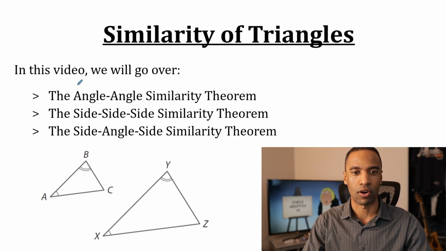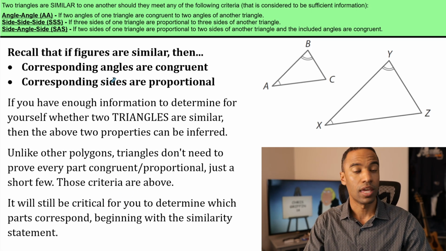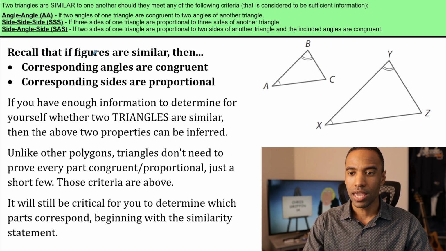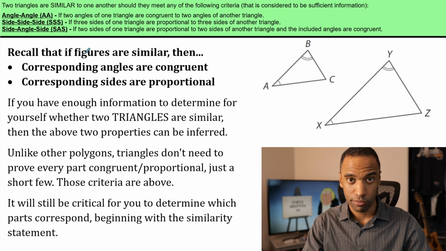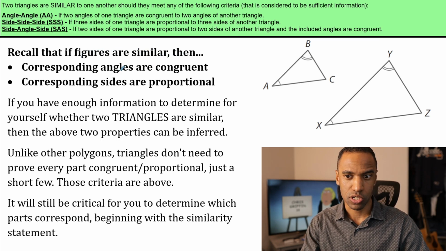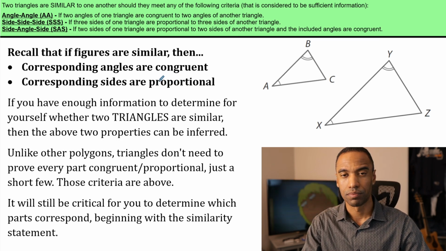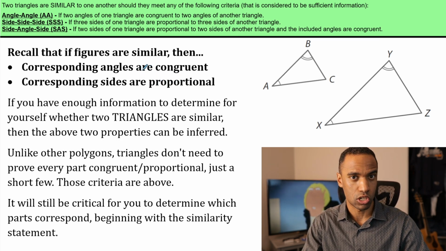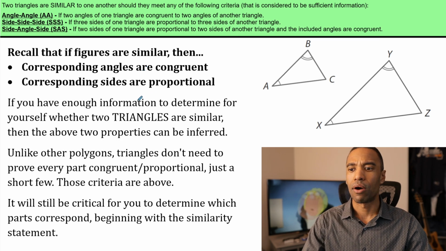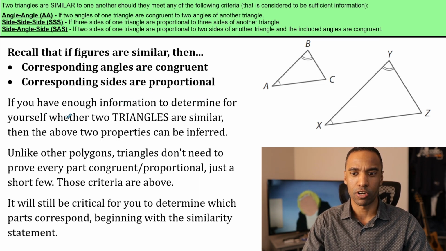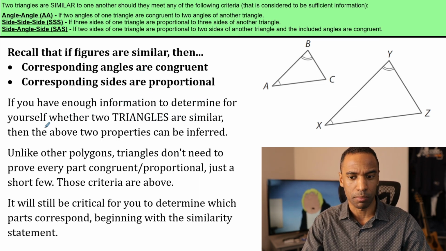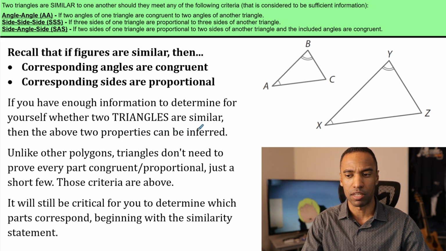And we're going to see this diagram actually in the next shot. We're going to start with angle-angle. Now, in order to do that, let's first recall something here. Recall that if figures are similar, any sort of figures you have, then corresponding angles are congruent and corresponding sides are proportional. All right, now we'll get into those things once we determine we have similar figures. Now, if you have enough information to determine for yourself whether two triangles are similar, then the above two properties can be inferred because, of course, then you find out they're similar.